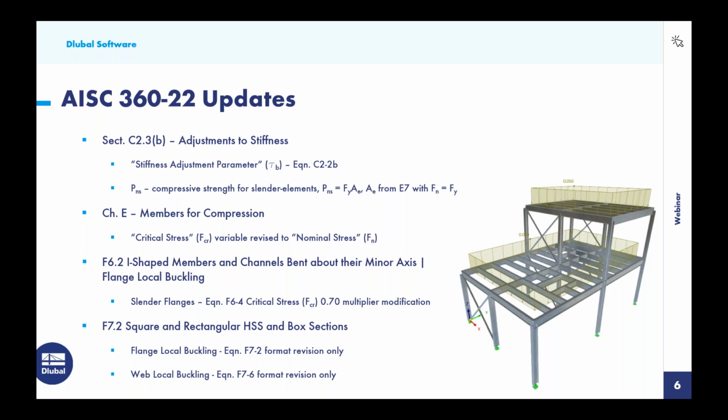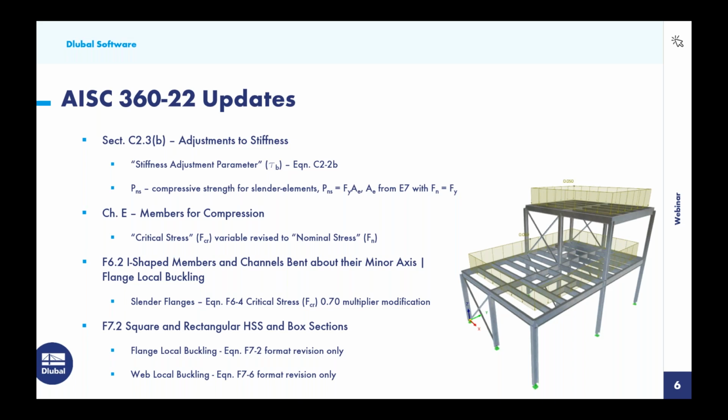So this requires us to adjust the stiffness of our steel structure with what we now call the stiffness adjustment parameter, tau sub b. And within this equation, we need to calculate the compressive strength for slender elements. Well, it was clarified that A sub E, which comes from chapter E7, should now be utilized with the yield strength rather than the nominal stress. So just a clarification there and a small difference from the 2016 standard.